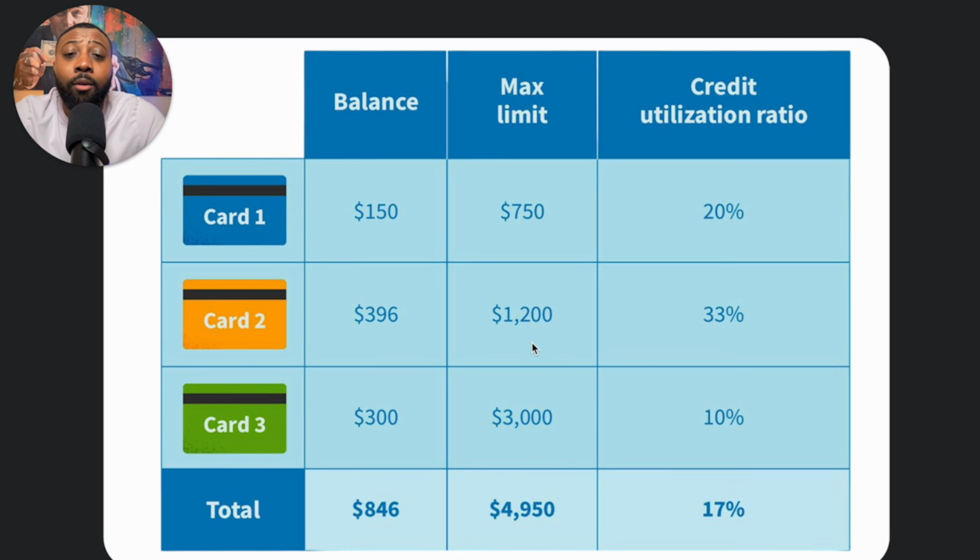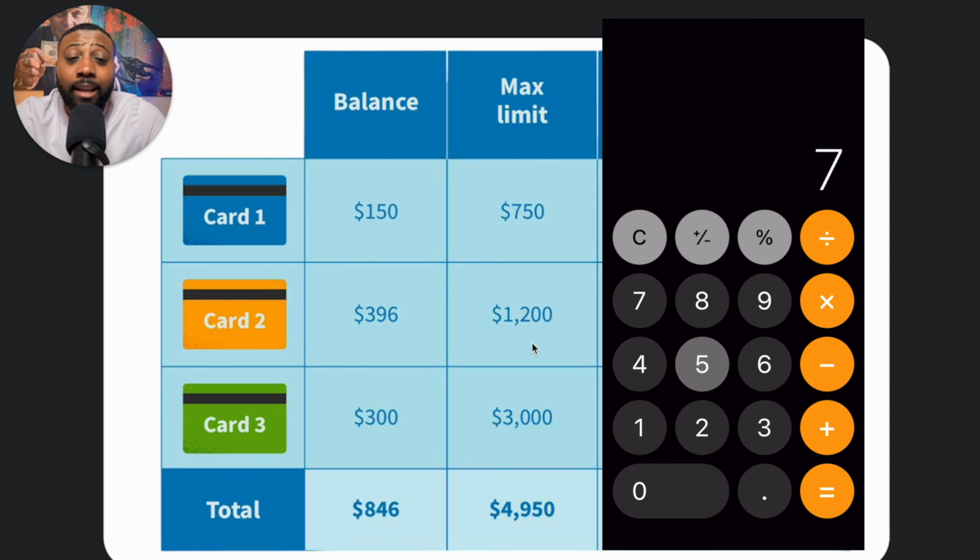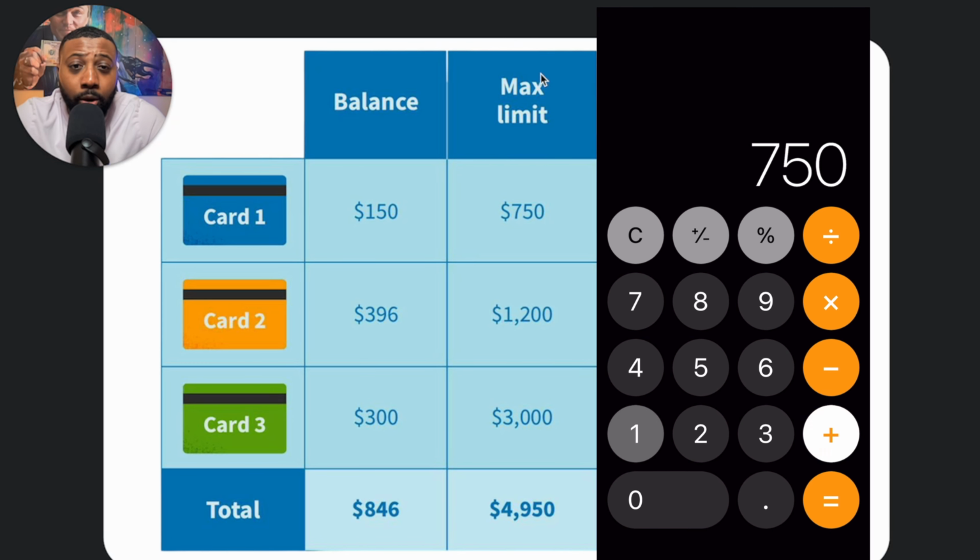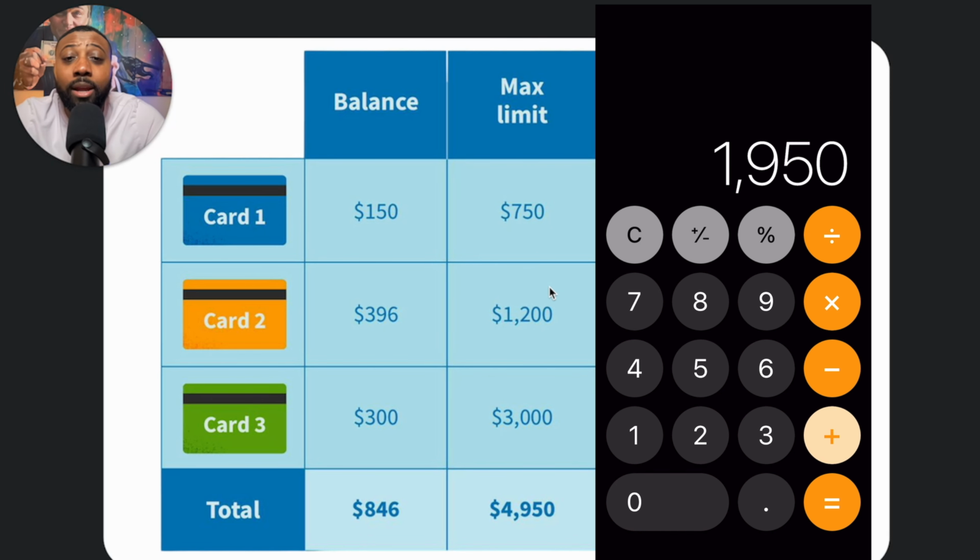If you want to figure out how to calculate this, all you have to do is add up all your credit limits. So take all these max limits right here, you'd add them up, and you'll get your total credit limits for all of your credit cards. And then from there, if you want to get down to, let's just say 10%, or you want to get down to 7%, all you do is take this number right here and times it by 0.08 for 8%. If you want to do 10%, you do this number right here times 0.10.